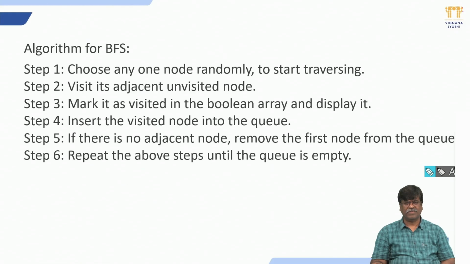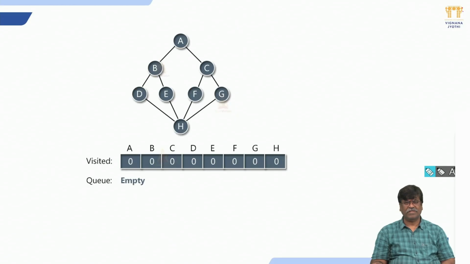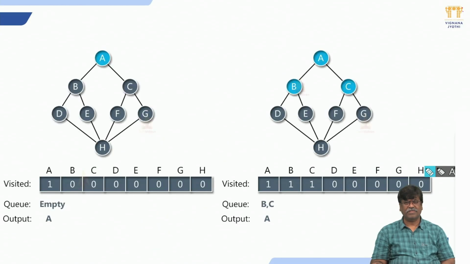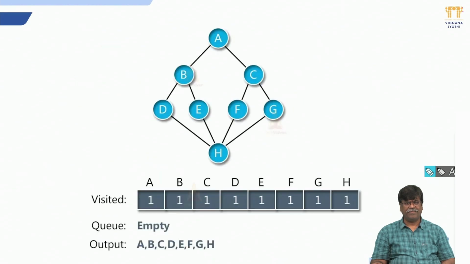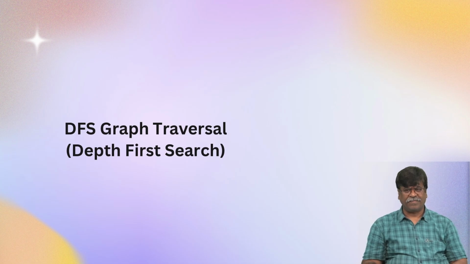So these are the algorithm steps we can follow for the BFS, and this is how exactly we can identify the BFS for the given graph. Now we will see the depth first search algorithm. So how exactly can we traverse by using the DFS algorithm?